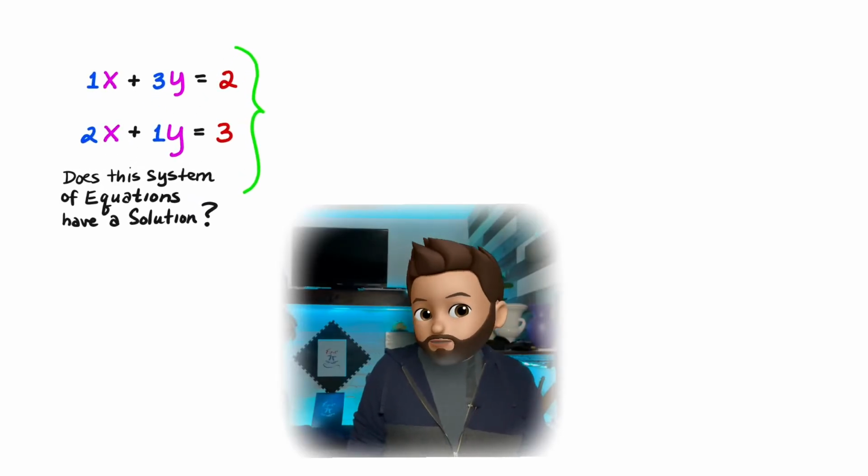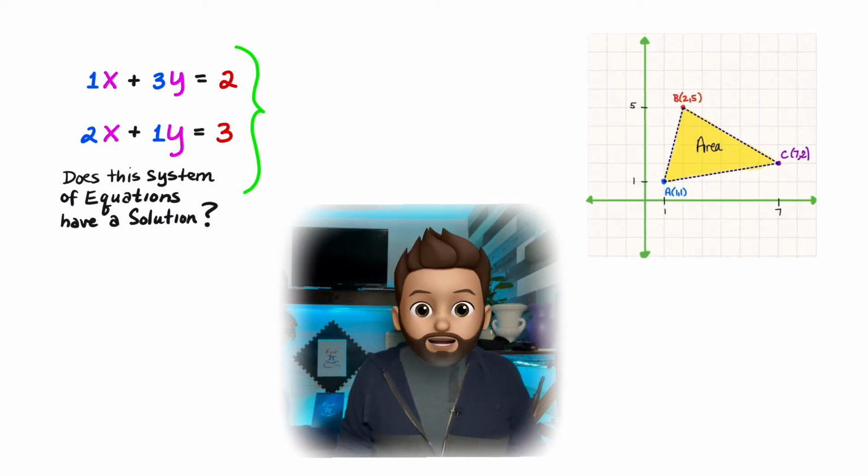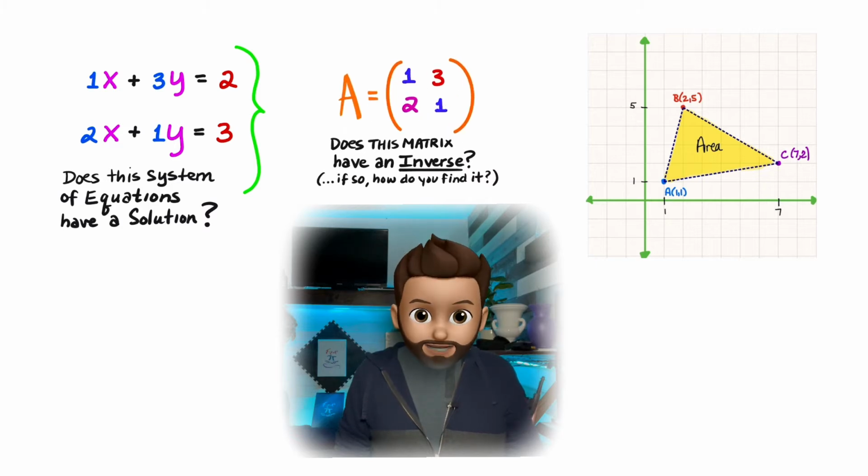Does this system of equations have a solution? What is the area of this coordinate triangle? Does this matrix have an inverse? And if so, what is it?